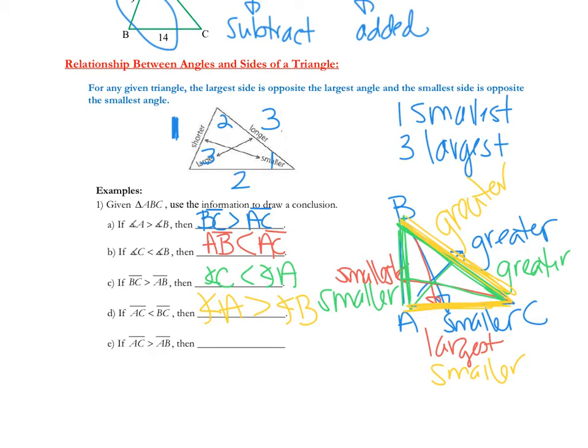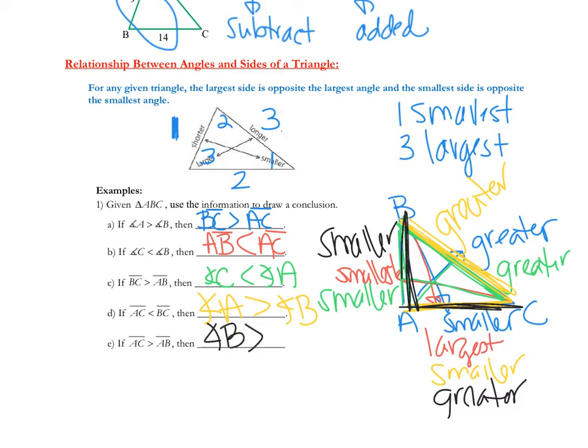Okay, and then last example, AC, so greater, is larger than AB, so smaller. So that means the angle across from the greater side, which is angle B, is greater than the angle across from the smaller side, which is angle C. Again, you can flip the order of this as long as you write angle C is less than angle B. So the main thing is just make sure that the largest side is across from the largest angle, vice versa, and the smallest side is across from the smallest angle, and vice versa.